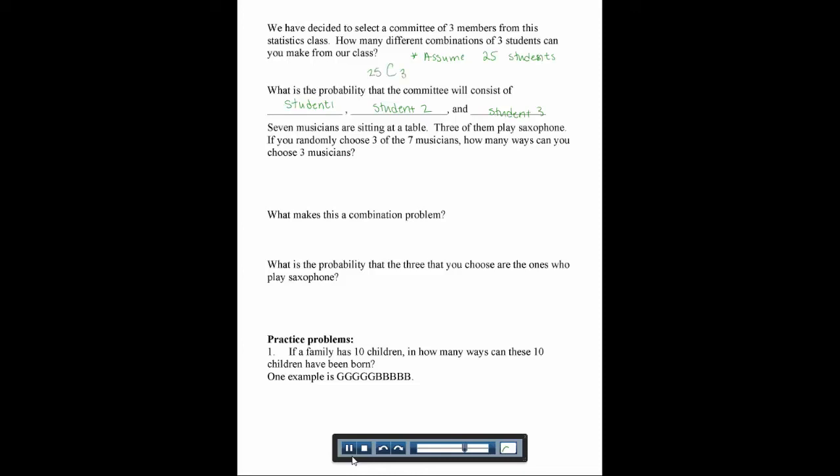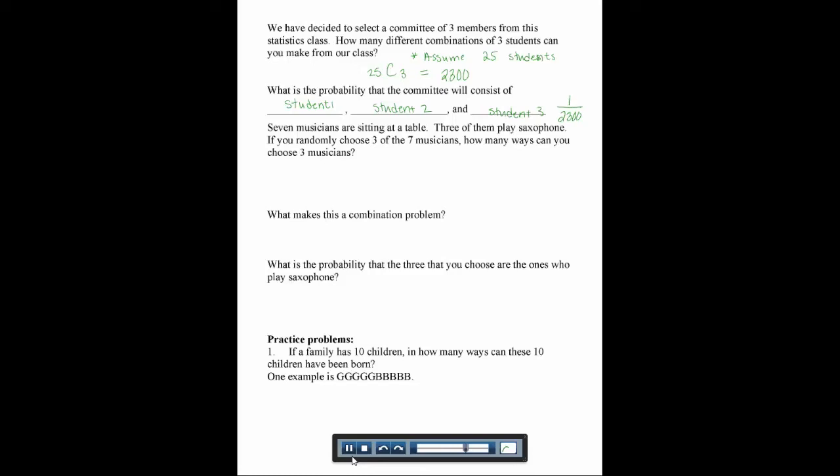So a good way to remember that committees are always combinations is because they both start with C. So if we do 25C3 on our calculator, we get 2,300 different ways. So that means for 3 specific students to be chosen for a committee, that's a 1 out of 2,300 chance.